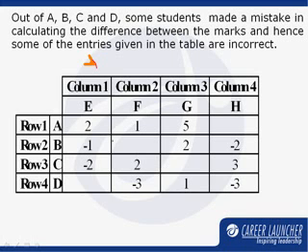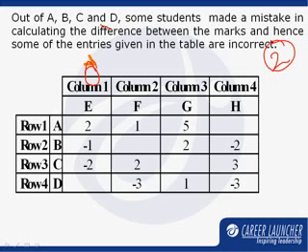Let us see what is the interpretation of the data given in each cell. For example, let us consider the data given in first row and first column, that is R1 C1. We are given that this value is 2. Now this value 2 means that the score of A was 2 marks more than the score of E.